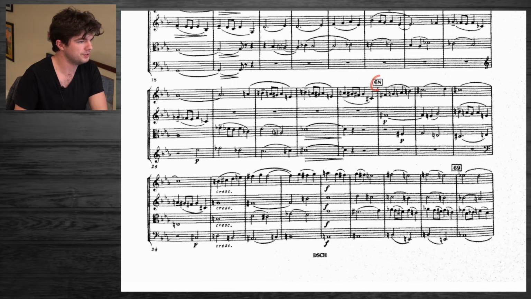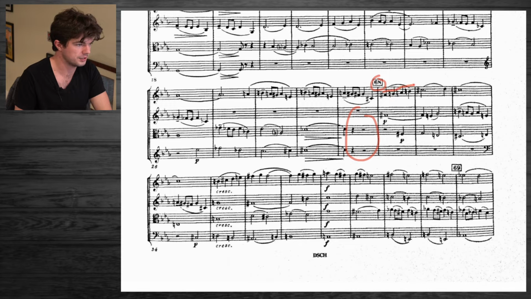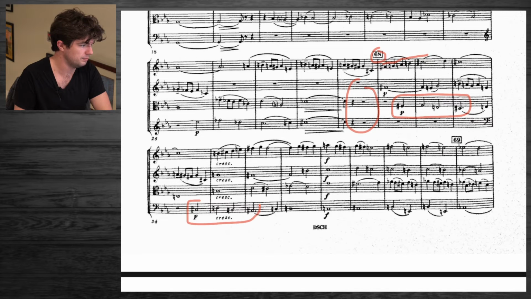So once we're at rehearsal 68 here, Shostakovich begins to build the ensemble back up after this moment of brief sparseness. And again, this is almost serving as punctuation to phrases. Now the first violin starts to climb here while the viola gives us the DSCH subject in E minor, followed then by the cello in B minor.